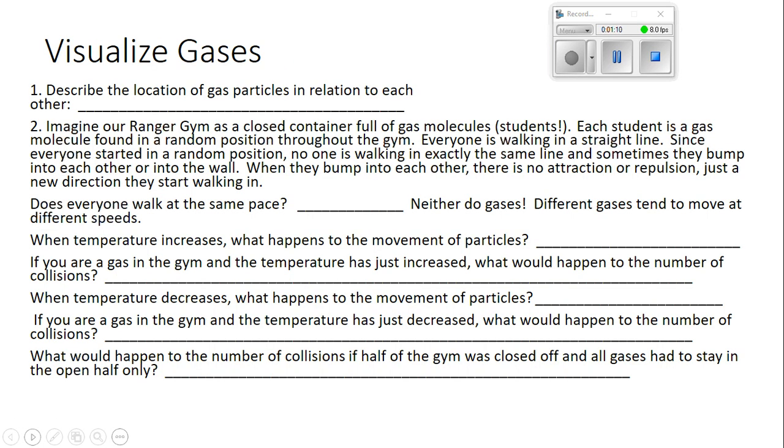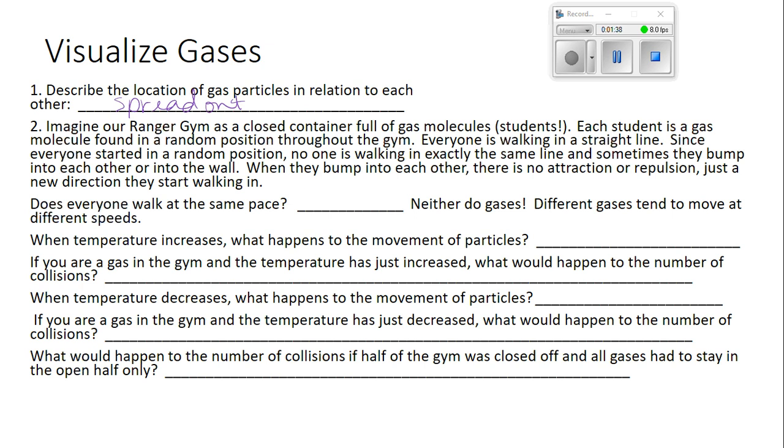Okay, visualizing gases. It's really important in chemistry, you know how we're always acting things out, to really picture what's going on, because it will help you understand it and think about the molecules. So describe the location of gas particles in relation to each other. Gas particles definitely spread out. They do not like being close. They like to be spread out as far as possible.